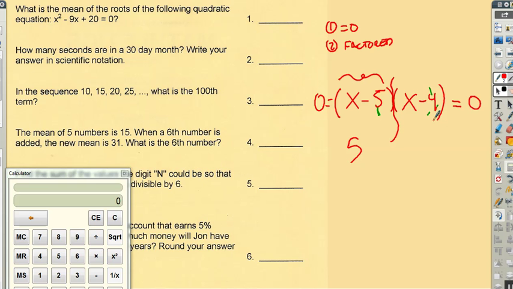What's going to make this binomial 0? 4. So our solutions to this are 5 and 4, both positive. What is the mean of 5 and 4? What is in between 5 and 4? 4.5. And it doesn't specify what form you have to write the answer, so 4.5 is fine, 4.5 is okay.